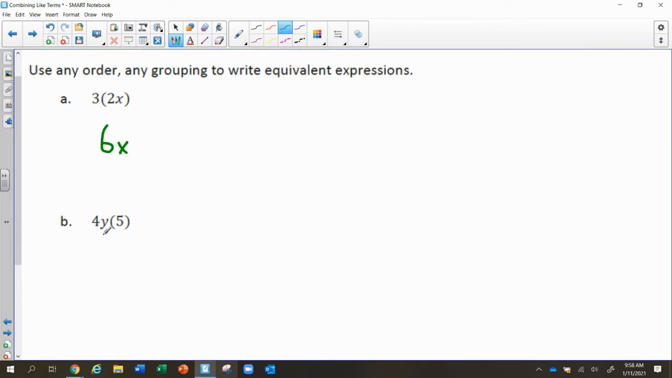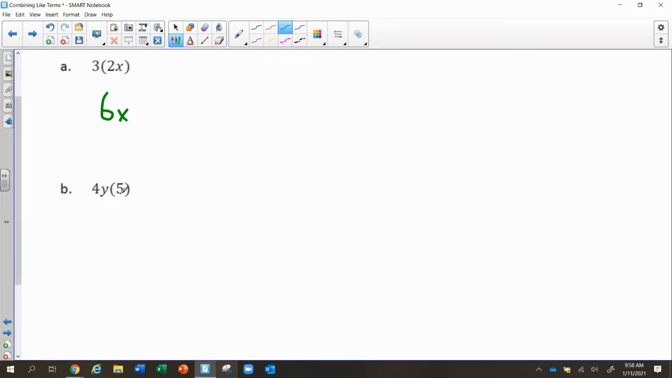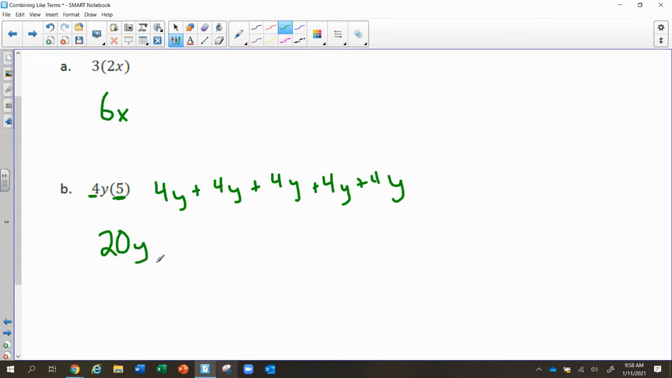So what if I do this one? 4y times 5. Well, this is 5 groups of 4y: 4y plus 4y plus 4y plus 4y plus 4y. And I don't want to do that every time. So I'm just remembering, okay, I can just do 5 times 4, which is going to get me to 20y. So we have 6x, 20y.